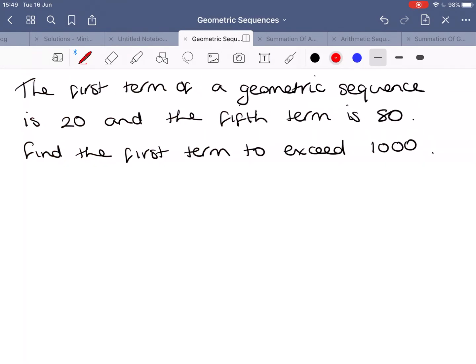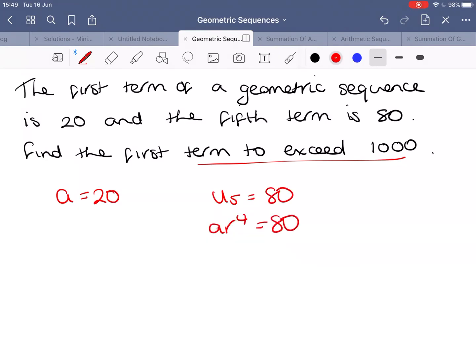So again, we can talk about when a term exceeds a number. So the first term of the geometric sequence is 20, so that's nice. This time they've told you that a is 20. And the fifth term is 80. So that means ar to the power 4 equals 80. Well, they told us what a was. So I've got 20 times r to the 4 equals 80.